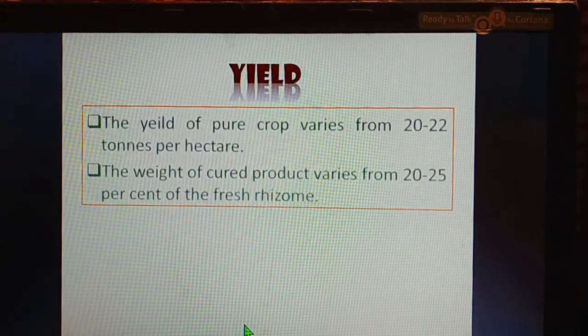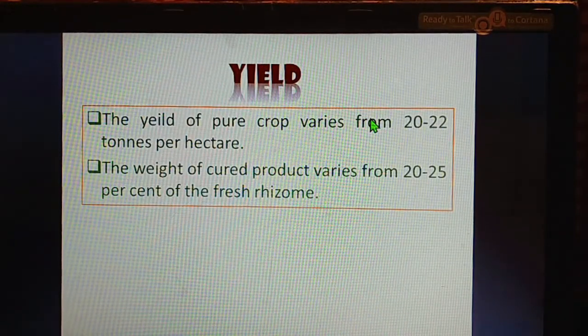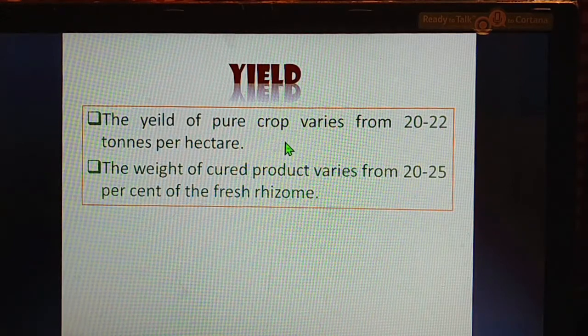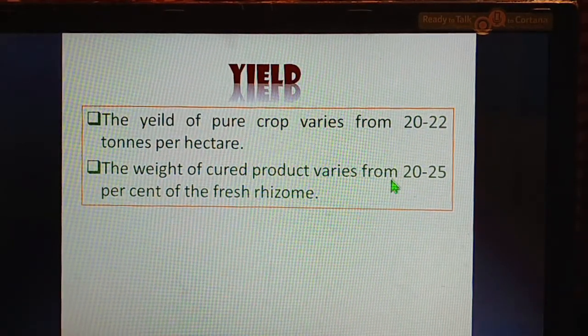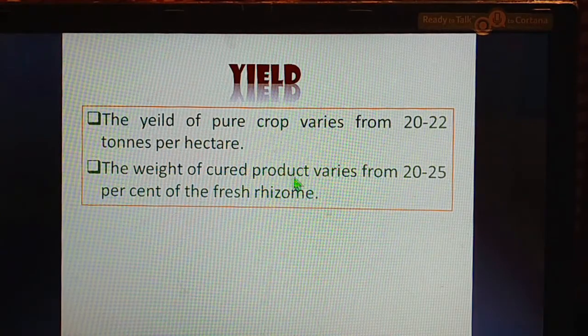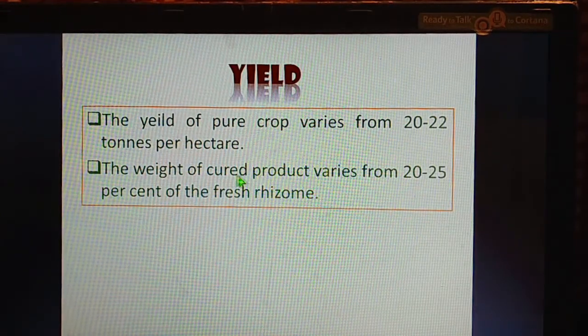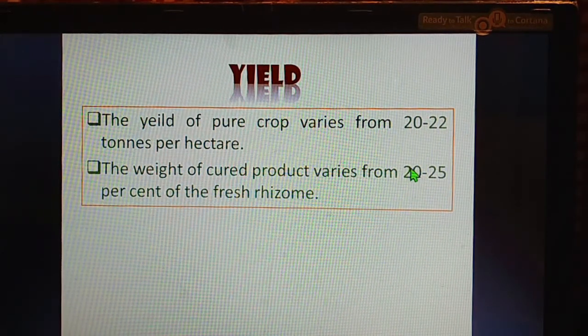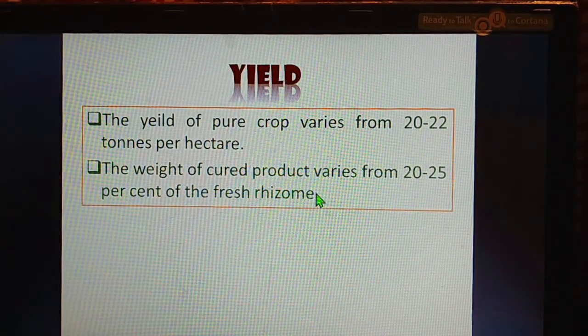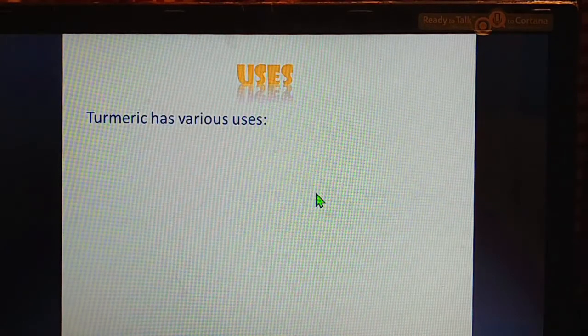Now coming to the yield of pure crop, it varies from 20 to 22 tons per hectare, and the weight of the cured product, that is the product which has undergone curing or has already been cleaned, varies from 20 to 25% of the fresh rhizome.